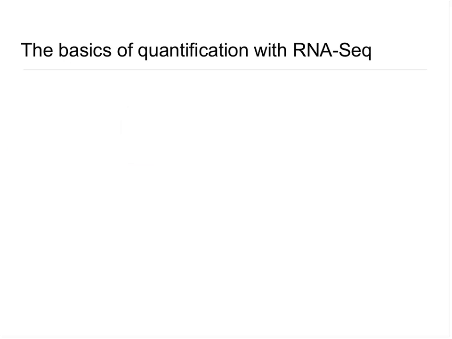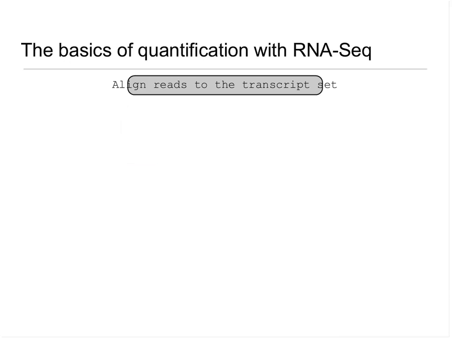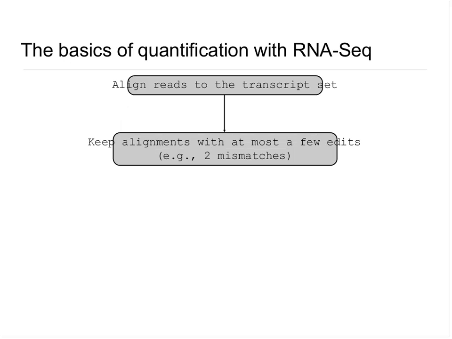Okay, so first I'll start with the quantification issue. So here's the basic flow of quantification with RNA-Seq. Typically you align your set of reads to the transcript set that you have, either from a de novo assembler, or if you're in the model organism case and you have a genome, you usually have an annotated reference there. Then typically you're going to keep only those alignments that have few mismatches or indels in them, so you only want to look at high quality alignments of each read.